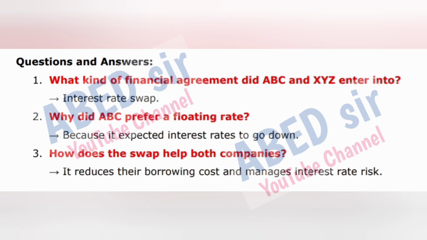Questions and answers. 1. What kind of financial agreement did ABC and XYZ enter into? Interest rate swap. 2. Why did ABC prefer a floating rate? Because it expected interest rates to go down. 3. How does the swap help both companies? It reduces their borrowing cost and manages interest rate risk.